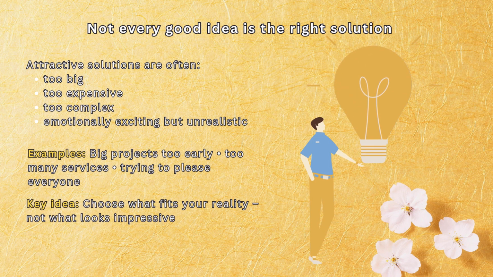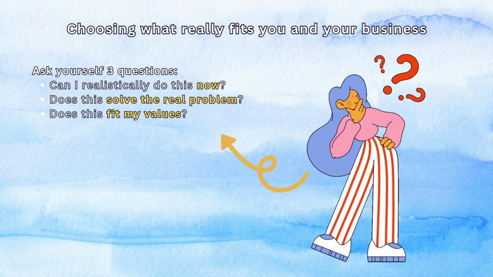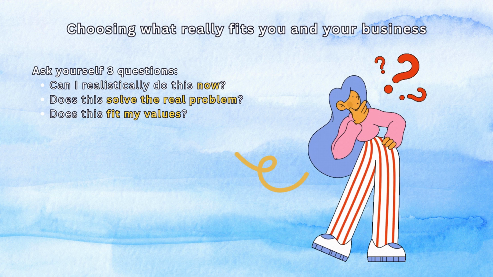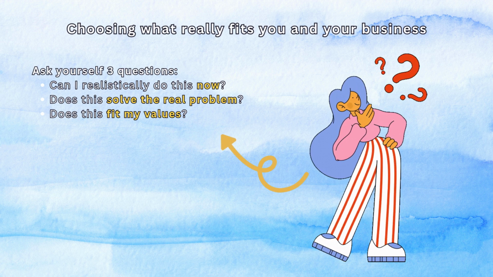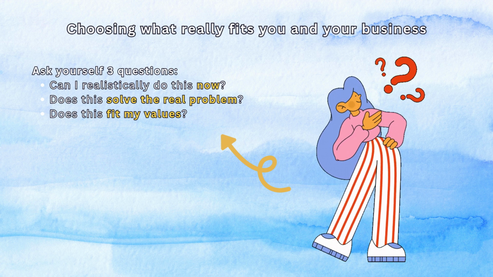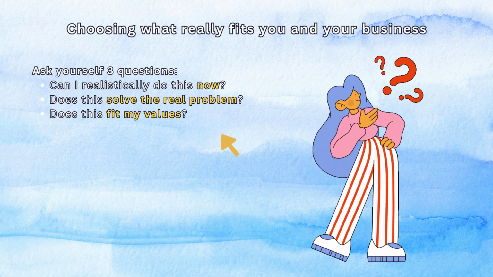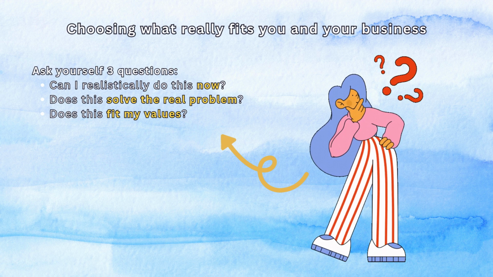Problem solving is not about choosing the most impressive idea. It is about choosing the idea that actually fits your situation right now. A helpful way to choose the right solution is to ask yourself 3 simple questions. First, can I realistically do this now? Do I have the time, energy, skills, and money for this step? Second, does this really solve the problem? Not just look good or feel active, but actually change the situation? Third, does this fit my creative values? Will I still recognize myself in this solution, or will I feel disconnected from my work?